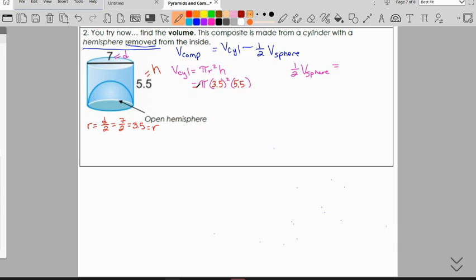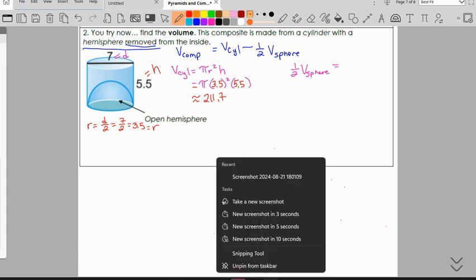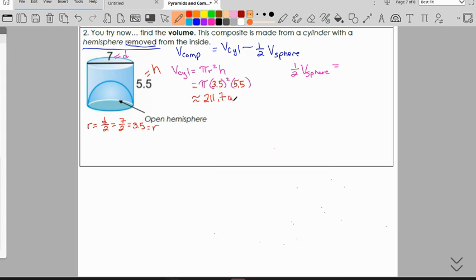If I put that in my calculator using the pi button, pi times 3.5 squared times 5.5 is approximately 211.7. Do we have units here? I do not see units. Okay, so in our final answer, we'll use generic units, but we don't have to write them here. If I wanted to, this would be units cubed or cubic units. All right, let's go find half the volume of the sphere.